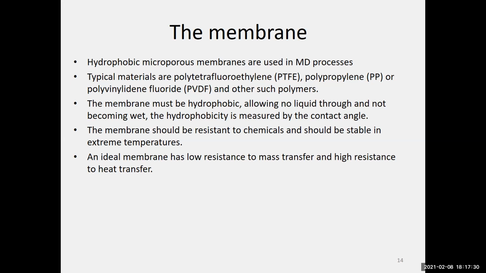The membrane should resist chemicals. It should be stable in the temperature range that we are using. We are writing extreme temperature, but actually membrane distillation is not extreme. The extreme in membrane distillation could be something like 90 degrees or so, but normally it is somewhere between 70 to 80 degrees centigrade. For a membrane to be better, it has to have low resistance to mass transfer. It has high resistance to heat transfer. So this is basically the kind of characteristics that should be there in the membrane.